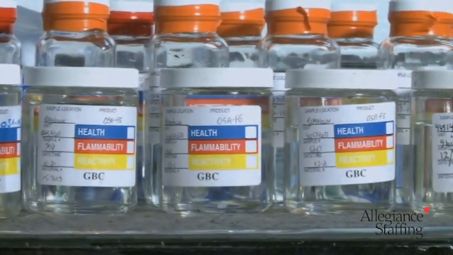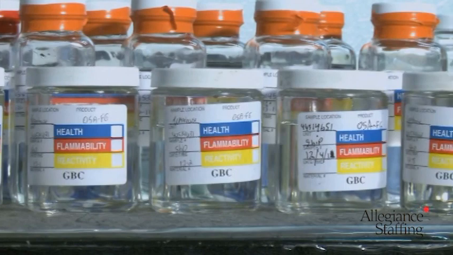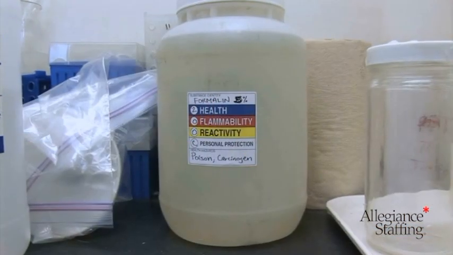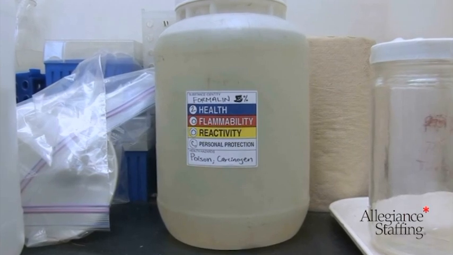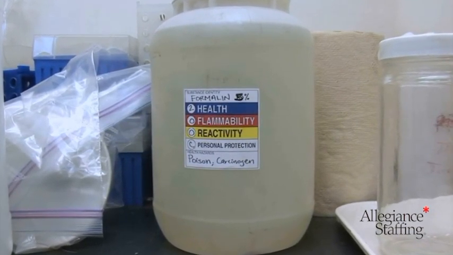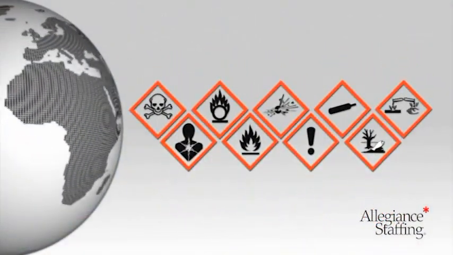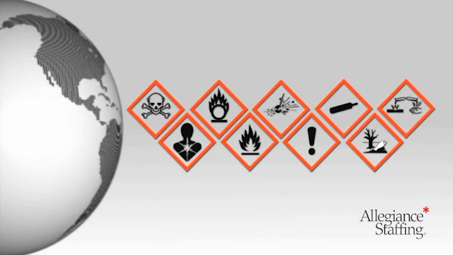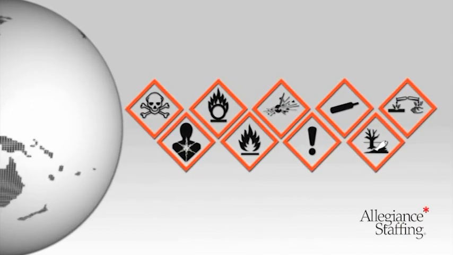HMIS, or Hazardous Material Information System, is one of the most popular systems for labeling containers. It uses standard labels to communicate hazards through the use of colors, numbers, letters of the alphabet, and symbols. The new labeling system under the GHS program will have distinctive labels and pictograms to help you identify the chemical's hazards.